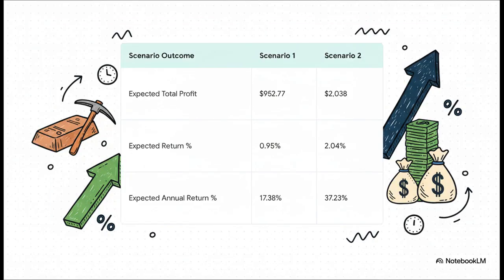In scenario 1, the expected total profit comes out to just over $950. That works out to a 0.95% return, or an annualized return of over 17%. Now look at scenario 2, where both entries are triggered. The expected profit jumps to over $2,000. That's a 2.04% return, which when annualized comes out to a pretty significant 37.23%.